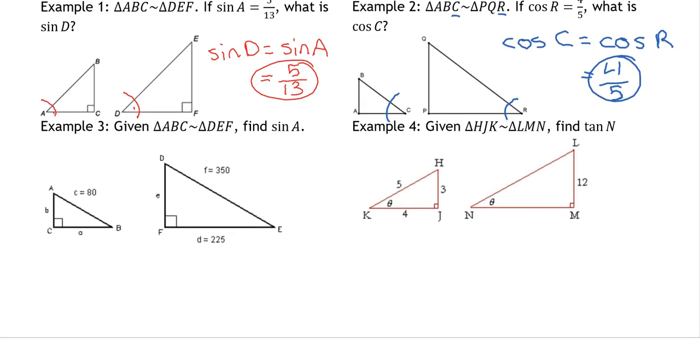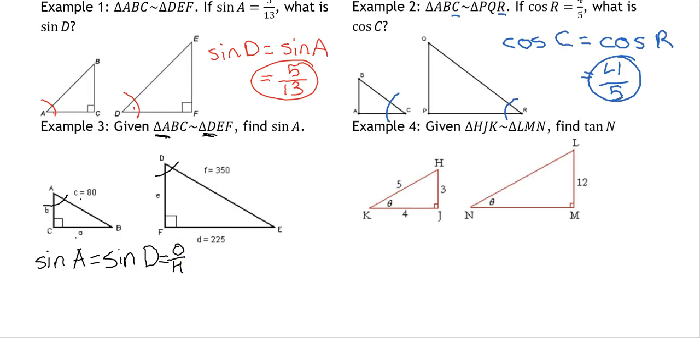Example 3. Given triangle ABC is similar to triangle DEF, find the sine of angle A. Well, here's angle A. I don't really know anything. I only know one side. That's not really going to help me. So I'm going to use what I know about similar triangles. Sine of A has to equal, A is here, has to match up with D. So sine of A has to equal the sine of D, which equals opposite over hypotenuse.